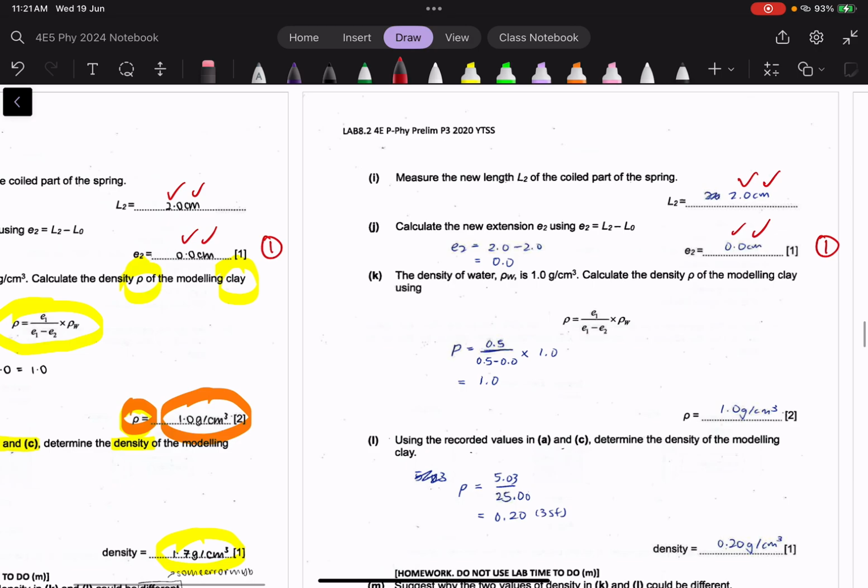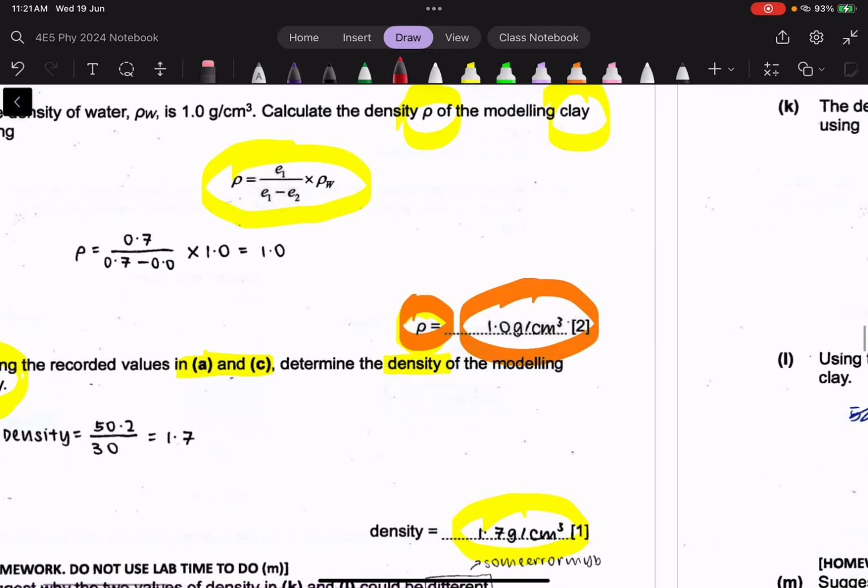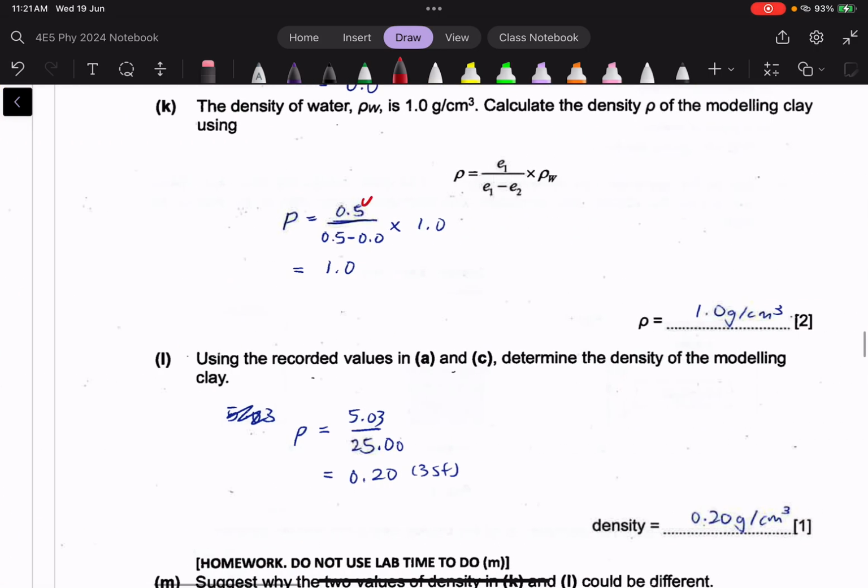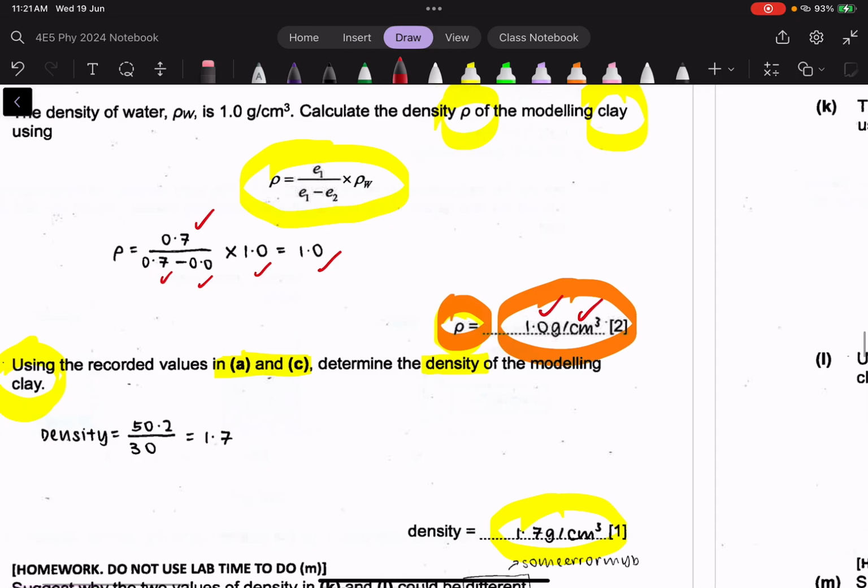Okay, then after that, doing the substitution. This one, confirm 1 SF, right? Okay. Or 2? How come this one 2 marks, this one 1 mark? Oh, this is 2 marks, okay.